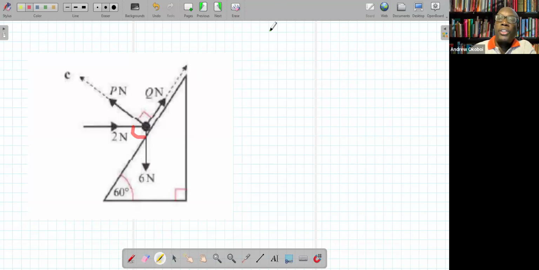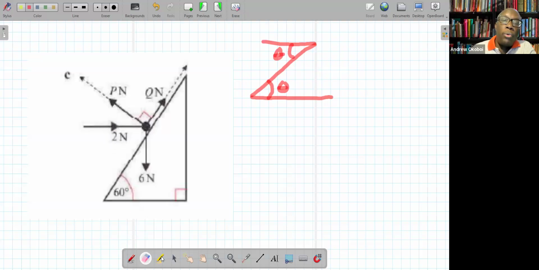You obviously learned it in IGCSE. Remember when you did Z angles? And we said this angle here is the same as this one, as long as these two are parallel. So what we have here is for me to turn this force, this 2, and make it like this, I have to turn it through 60 degrees.